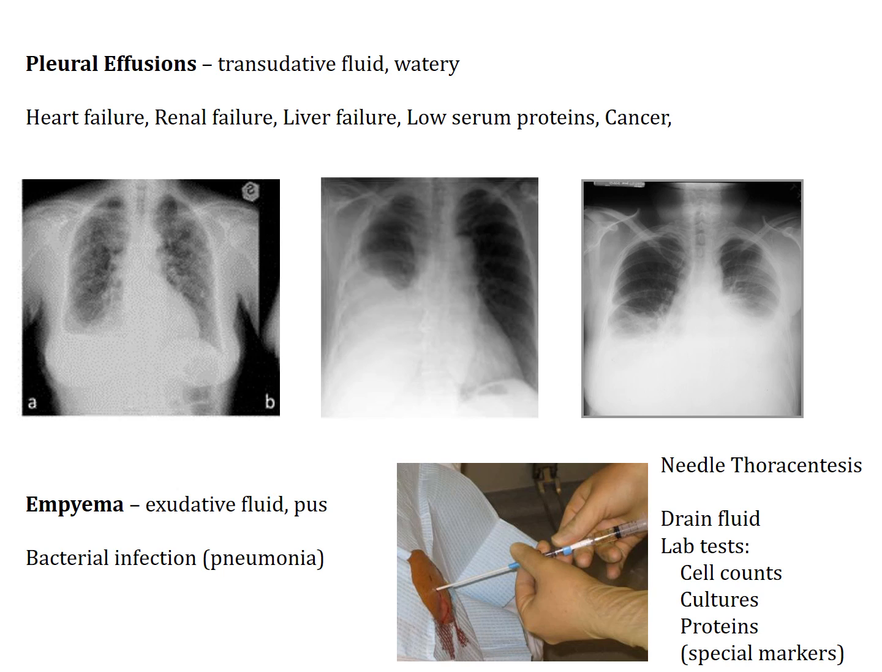Pleural effusion is the accumulation of a watery, non-infectious fluid in the pleural space. There's a lot of different reasons why people develop pleural effusions: heart failure, kidney failure, liver failure, things like nephrotic syndrome where people have low serum proteins, cancers. So a pleural effusion is watery fluid, and an empyema is exudative, thick, infectious fluid, and that happens due to bacterial pneumonia.